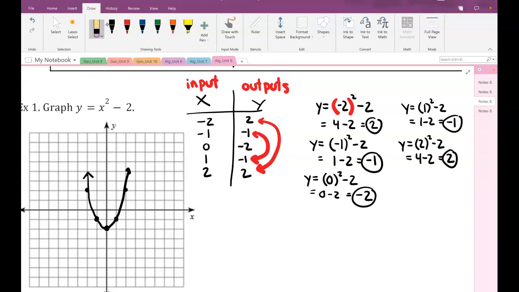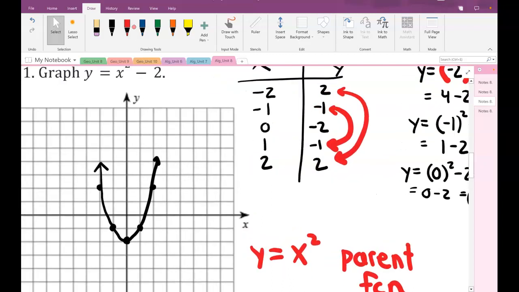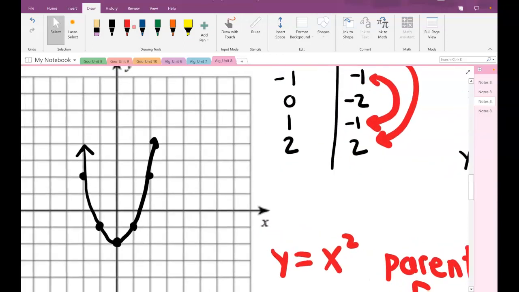What I'm going to do quickly is, Friday we talked all about the parent function, y is equal to x squared. And I'm going to graph that as well on here in red. Just doing it quickly, I know that it's going to be centered at the origin. It's symmetrical, so now it'll look like this.